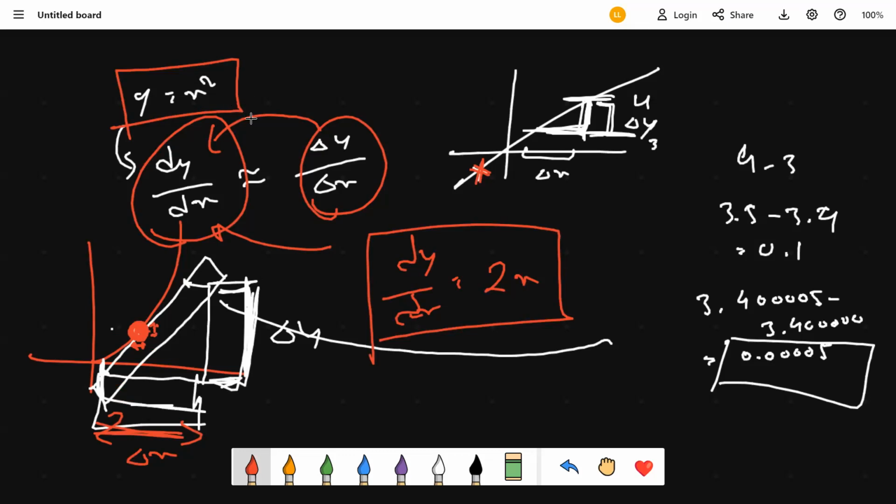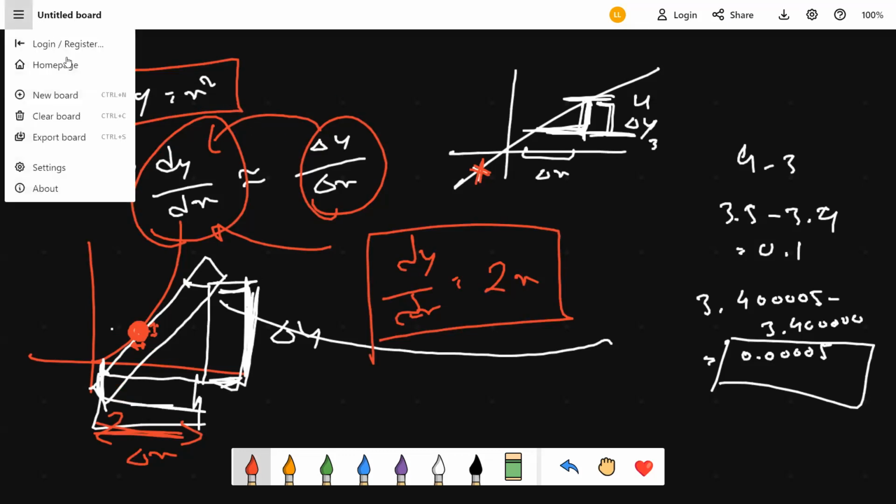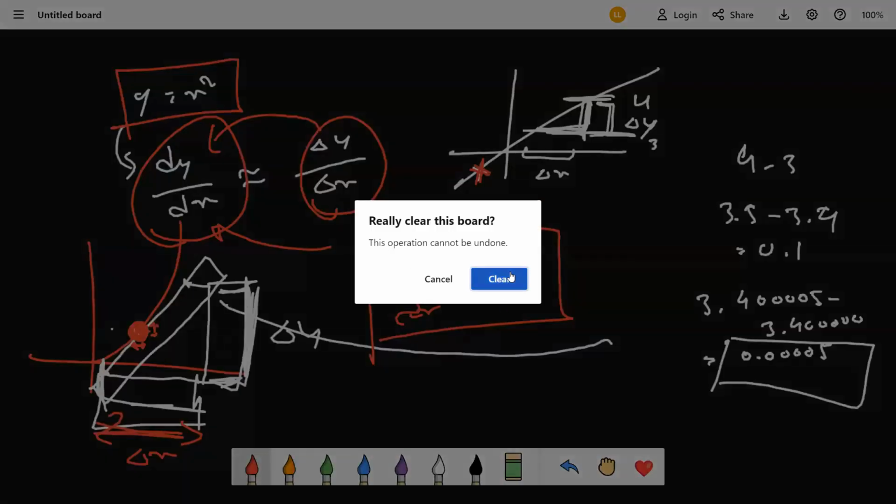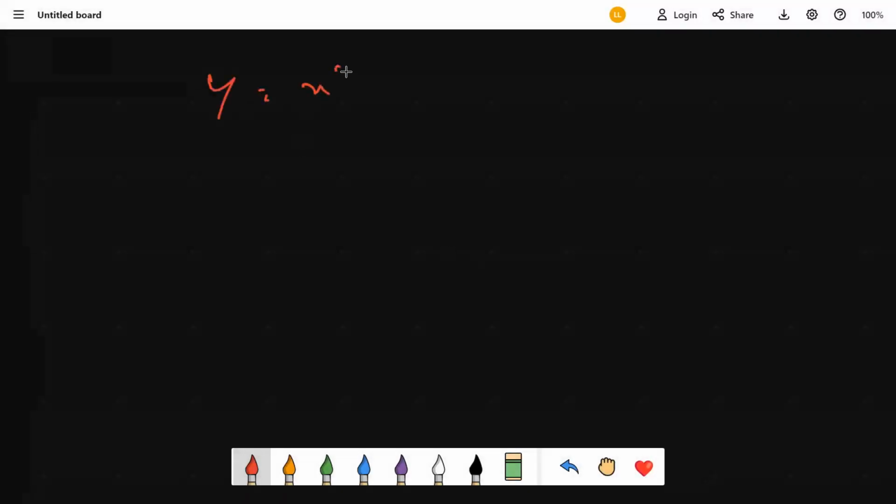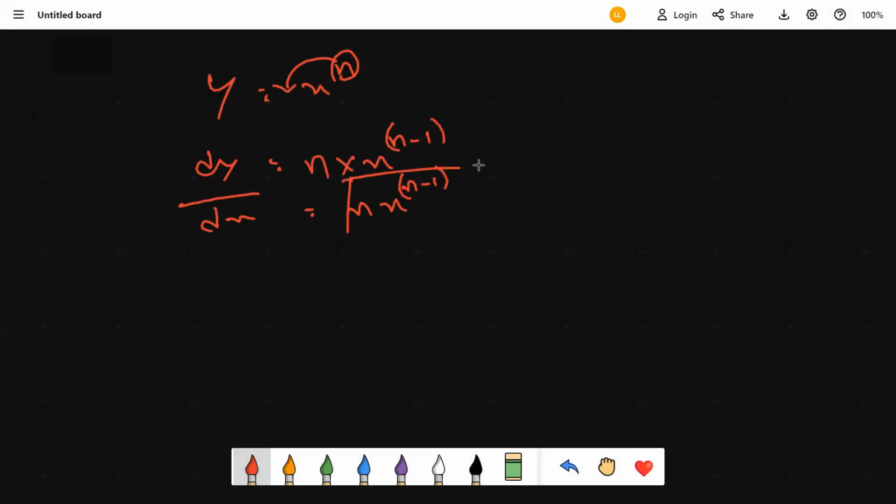Simply think of it like this: there is a simple formula to be followed. Whenever we have x to the power n, where n is the power of x, when we find the differentiation dy by dx, we have to bring the n to the front. That means n will be multiplied with x, and the power is reduced by 1. So n x to the power n minus 1. That's the formula of our differentiation.